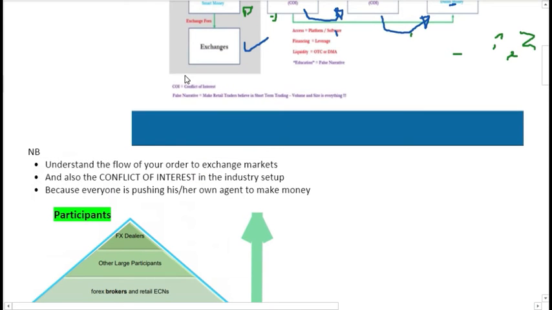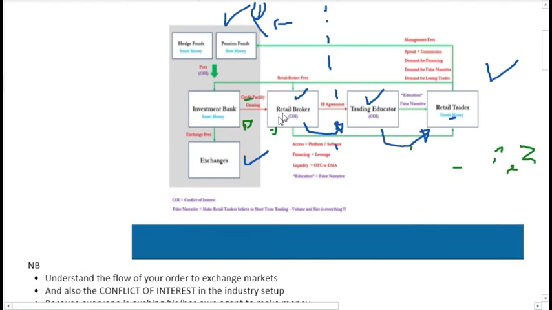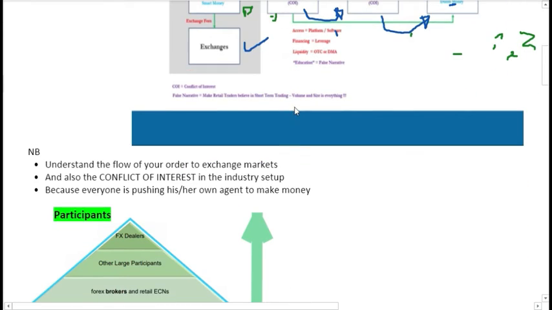So one must remember that in this diagram there's conflict of interest. Brokers are pushing you to deposit your money in the brokerage side, like I explained, right? So you should be very, very careful, right? So remember, you should understand the flow of orders to the exchange markets.